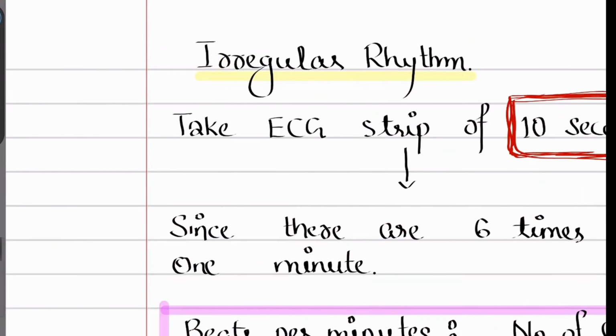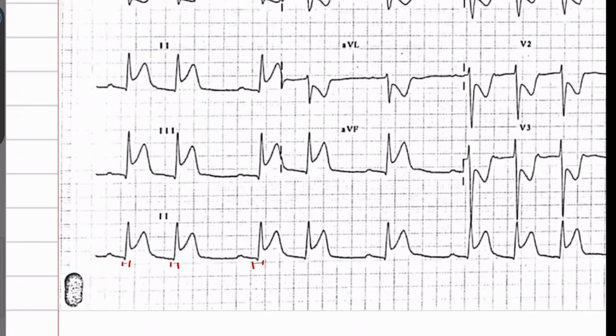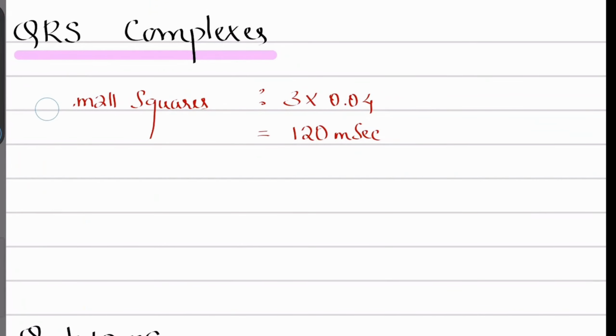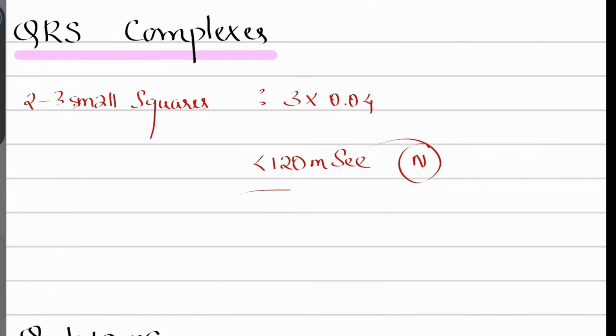Actually, when you check clearly, we can see that the QRS complex is not 3. It's just less than that. I can say it's 2 to 3, or we could say it's less than 3 only. So it could be less than 120 milliseconds. The final result is less than 120 milliseconds, which is a normal QRS complex. Okay, this is a normal QRS complex.